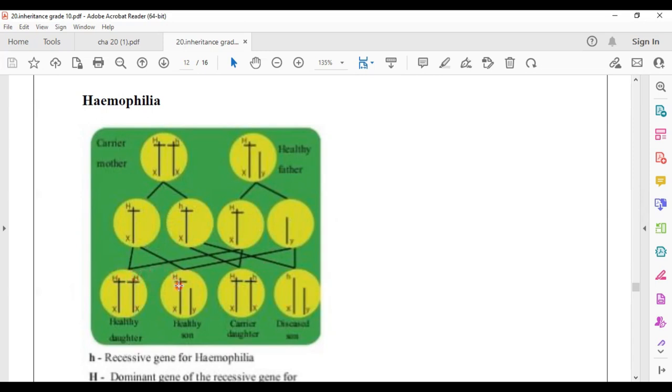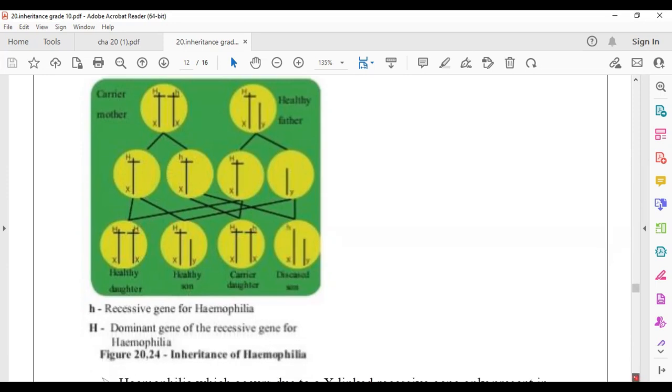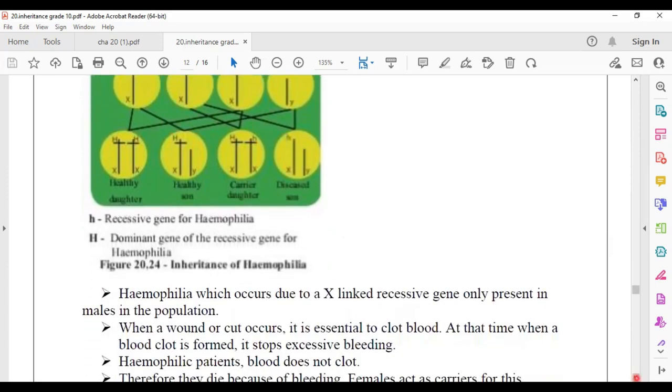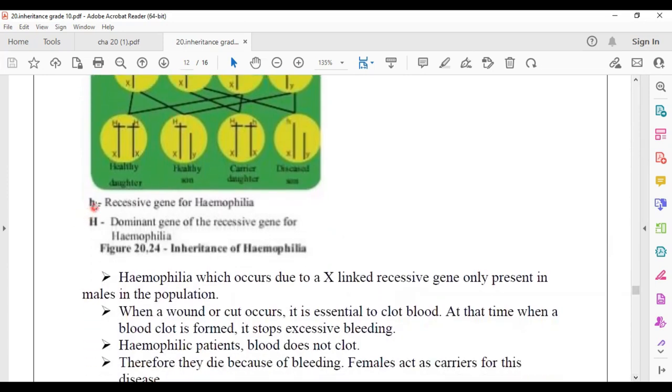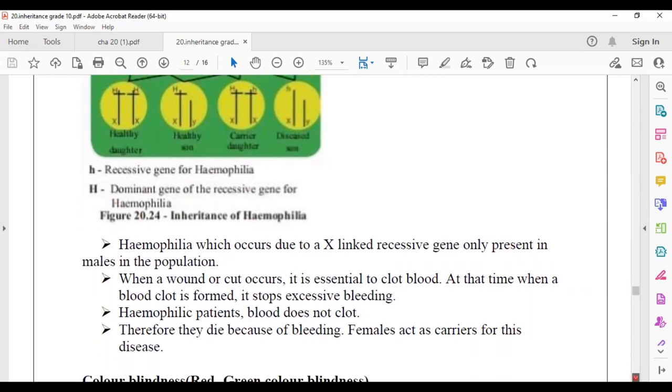Here also healthy because the single X chromosome is there. It is capital. Son, healthy son. This one is a carrier daughter. You can see capital H, simple H. Both are there. Here diseased son because they are simple H on the X chromosome. We are representing simple H as the recessive gene for hemophilia and capital H as the dominant gene of the recessive gene for hemophilia. That is the dominant gene.